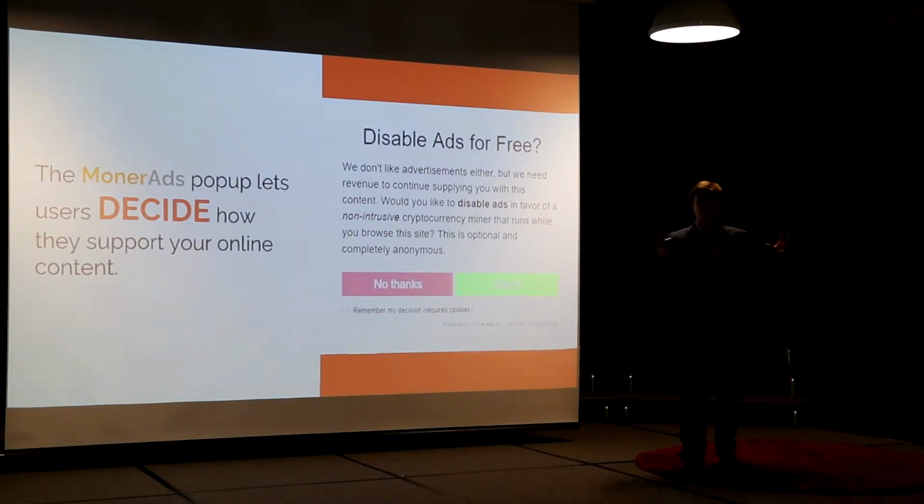Do they want to stick with traditional advertisements, or would they prefer to disable ads in exchange for a non-intrusive cryptocurrency mining script? This is going to load automatically in their browser across devices. It's minimally invasive, and what it does is it takes the computing power that's already sitting in their tablet, computer, laptop, you name it, that's not getting used to load your website, and uses it to mine cryptocurrency for you. The profits go to you. They get an ad-free experience in exchange for it.